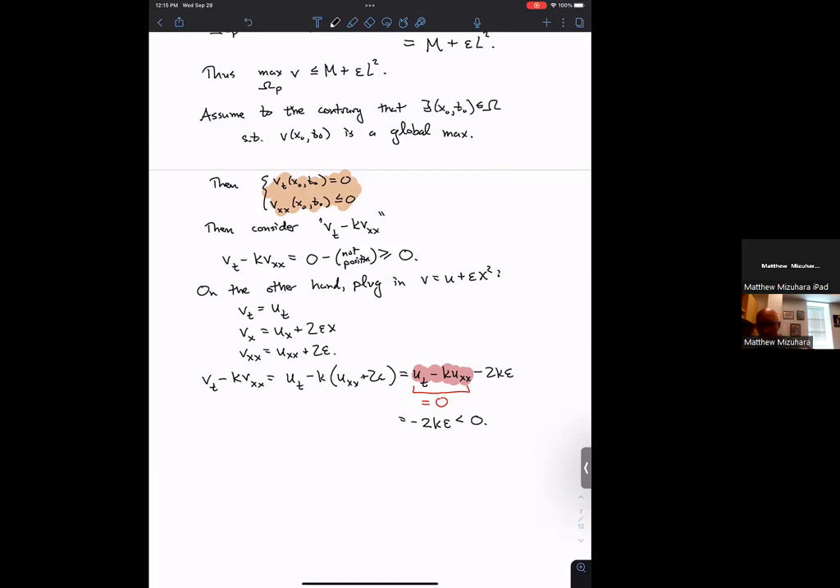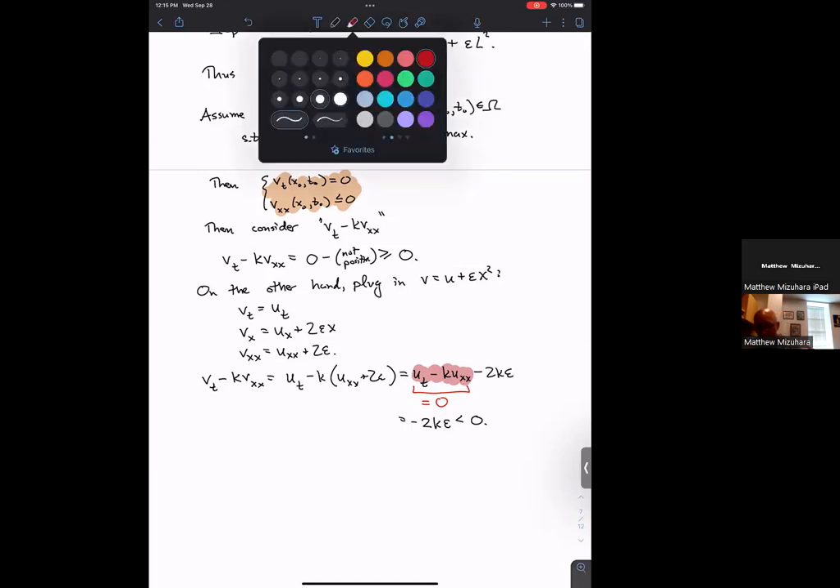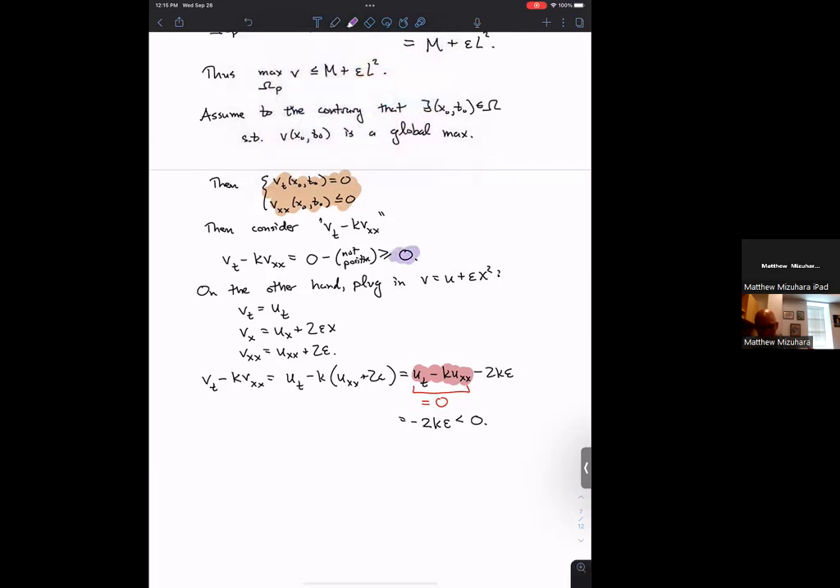But that is a problem, right? Somehow we have, on the one hand, this expression V_t minus k V_xx is bigger than or equal to 0. On the other hand, it's strictly less than 0. So this is a contradiction. This is what adding the ε x squared gave us, this little contradiction. And what do we contradict? We contradicted the assumption that I had a global max.